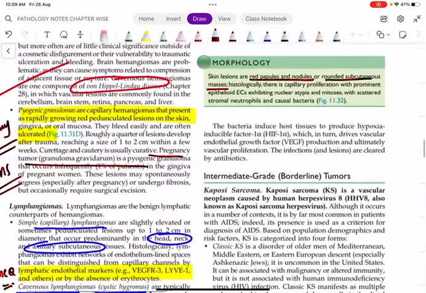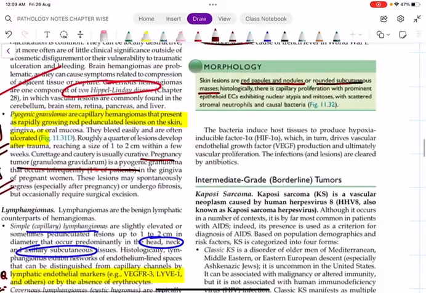Bacillary angiomatosis. Okay, yes. So what is the reason for this vascular proliferation? Again, because of the stimulation of, or excess production of, vascular endothelial growth factor by the stimulation of hypoxia inducible factor 1 alpha. Okay, remember this point.